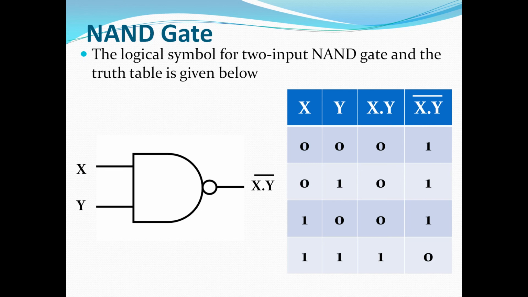So the inputs are X and Y: 0 0, 0 1, 1 0 and 1 1. Because two inputs are there, we get four possible combinations. See the output, (X dot Y) whole dash. The output will be 0 only when all the inputs are 1. Otherwise, the output will be 1. This is about the NAND gate.